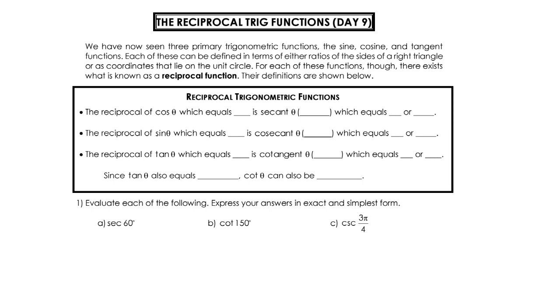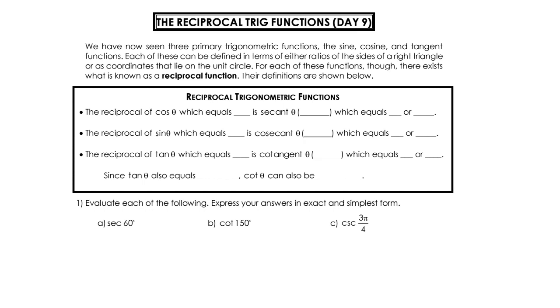Hey guys, we are on Unit 11, Day 9, and we're going to talk about the reciprocal trig functions. So just when you thought there was only 3, there's actually 3 more if you flip all of our current 3, because a flipping of a fraction is called a reciprocal. All right, so now we have seen 3 primary trigonometric functions, the sine, cosine, and tangent functions.